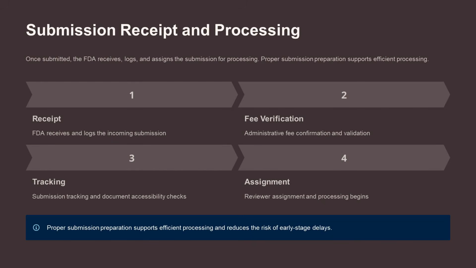Once submitted, the FDA receives, logs, and assigns the submission for processing. Proper submission preparation supports efficient processing. The steps include receipt, fee verification, tracking, and assignment. Proper submission preparation supports efficient processing and reduces the risk of early-stage delays.